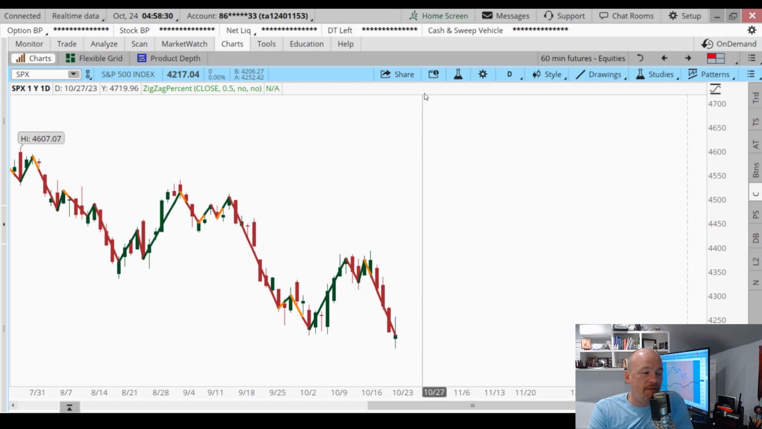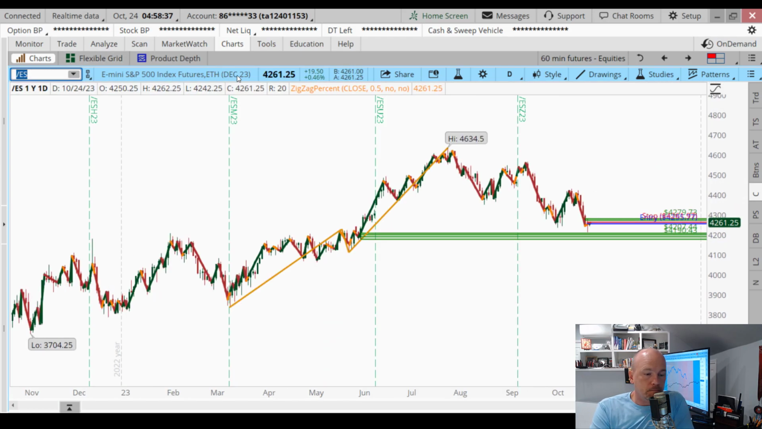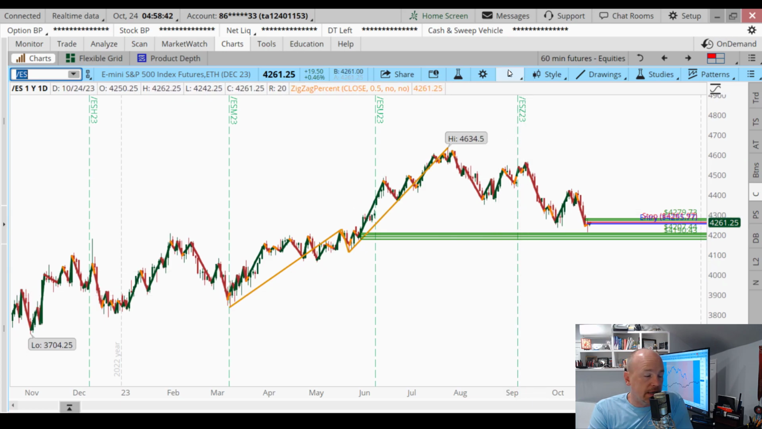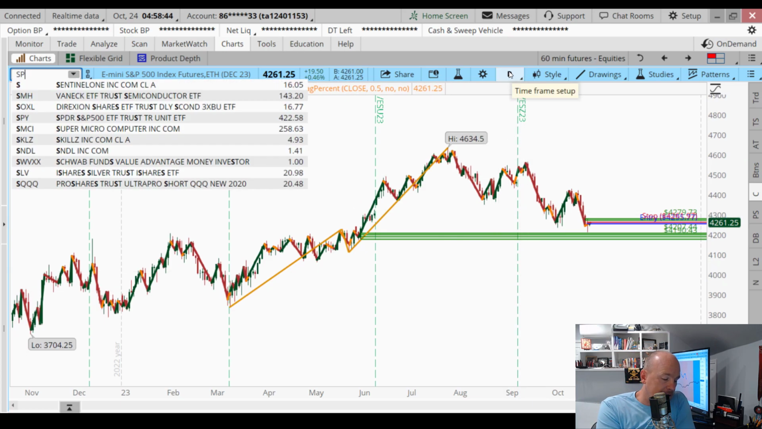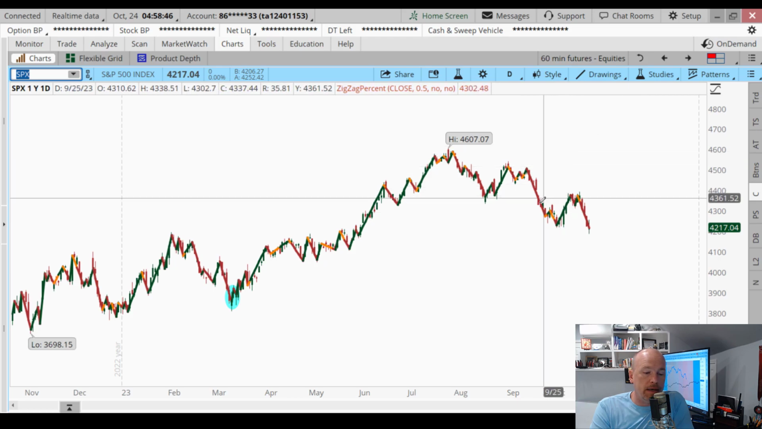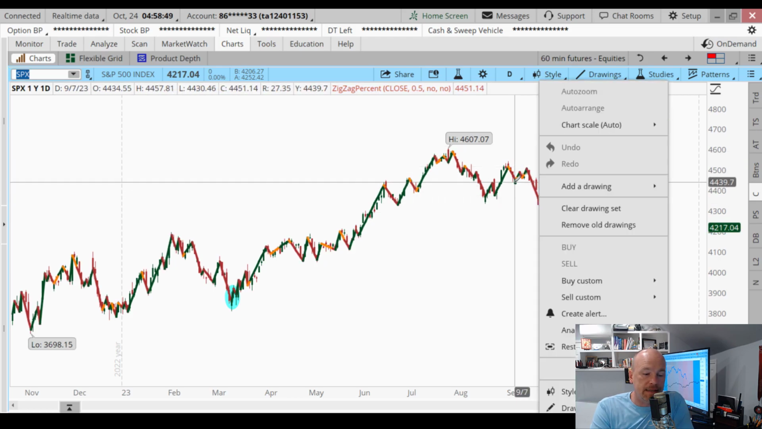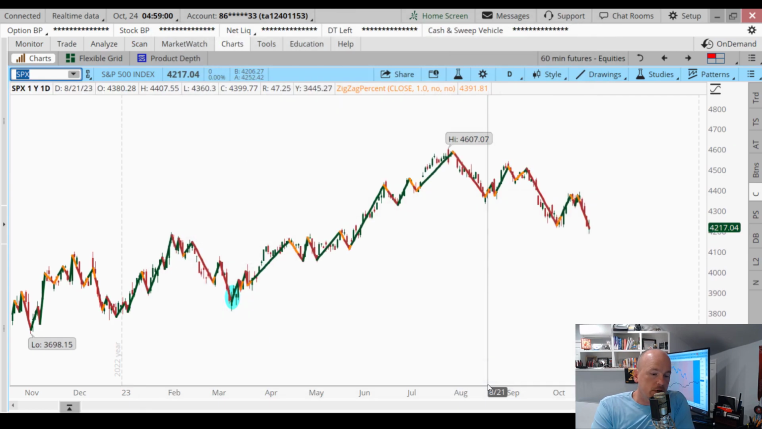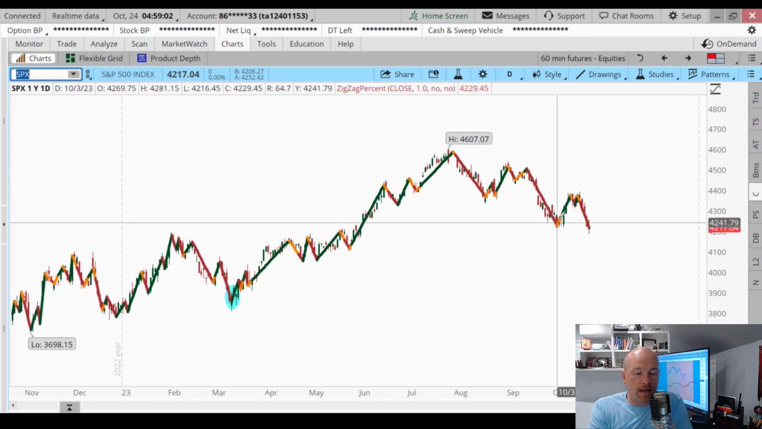Now, this is currently set to 0.5%. And that 0.5% is very effective if I'm trading something like the futures market on a 4-hour chart or even a 1-hour chart. But when I'm trading the SPX, 0.5% is probably a little bit too sensitive when I'm looking at daily charts. So resetting this to 1%, and we're looking essentially for 1% turns up and down, will smooth out that chart just a little bit in the S&P.